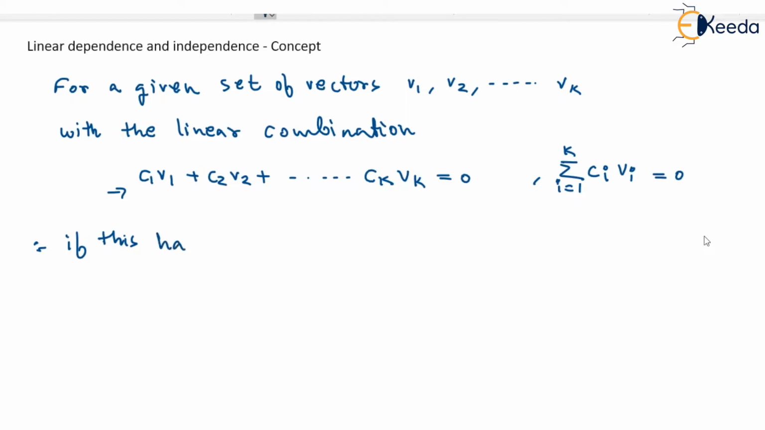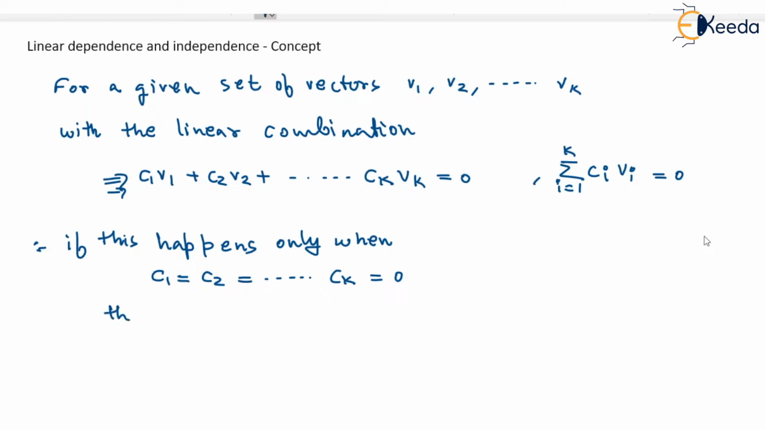If this happens only when c1 equal to c2 equal to up to ck equal to 0. So if this equation is satisfied only for c1, c2 and all the c to be 0, then we say the vectors are linearly independent.